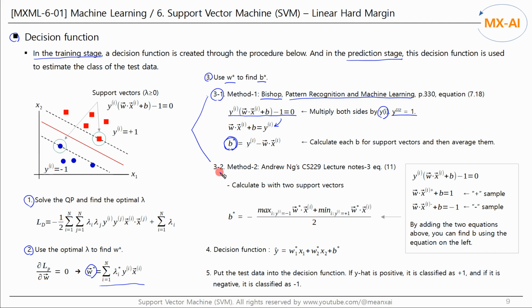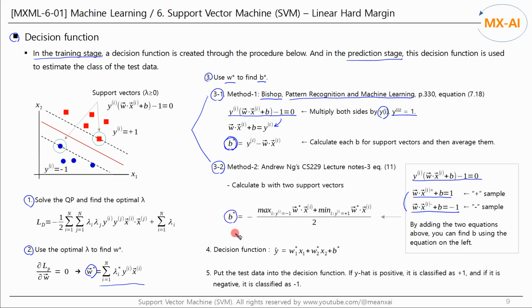The second is the method introduced in Andrew Ng's lecture. Calculate B star using the two support vectors. The two support vectors satisfy this equation. The support vector with y equal to positive 1 satisfies this equation, and the support vector with y equal to negative 1 satisfies this equation. Add these two equations, and use the formula on the left to find the B star.